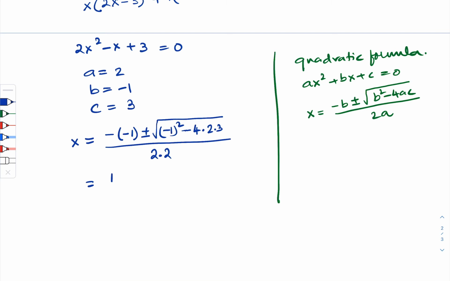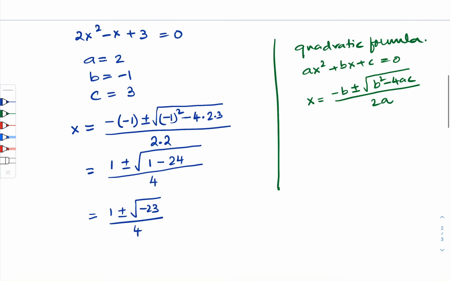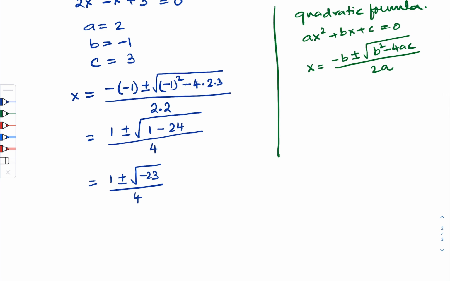So the first term becomes 1 plus minus square root of 1 minus 4 times 2 is 8 times 3 is 24. The whole thing is over 4. So that's 1 plus minus square root of -23 over 4. All right, and that's literally where the buck stops, okay? So you can't do anything else with this. So you can leave your answer like this, x is equal to this, okay?